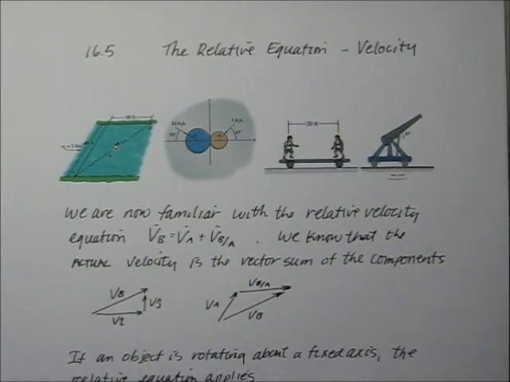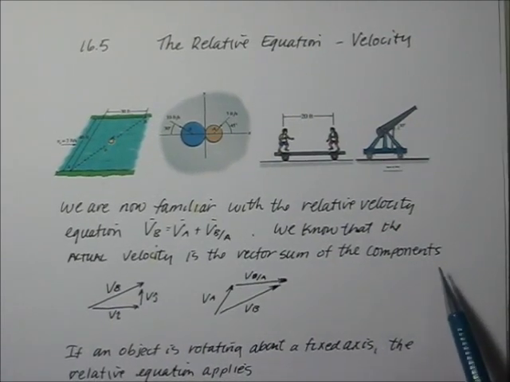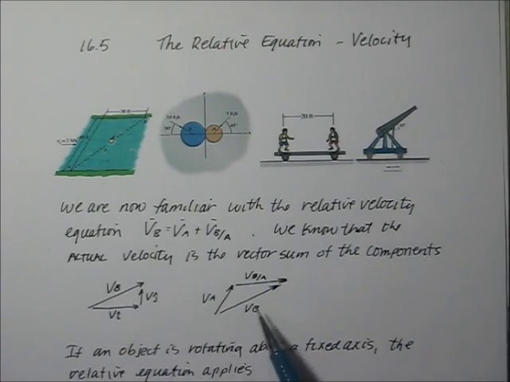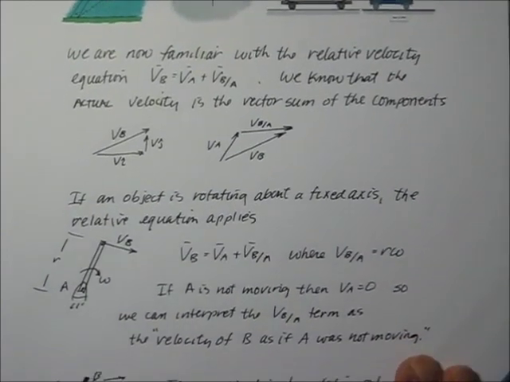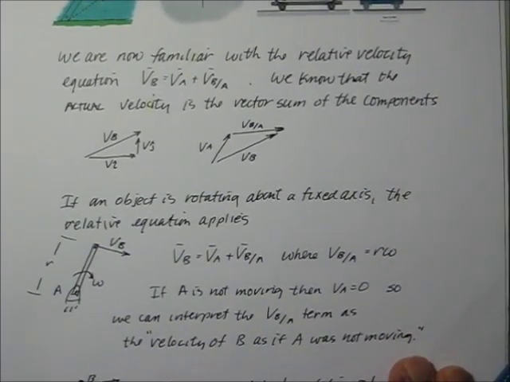We know that the actual velocity is the vector sum of components. And the vector sum could be i's and j's, or x's and y's, or it could be the velocity of A plus the velocity of B with respect to A is equal to the velocity of B, which is the equation. All right, if an object is rotating about a fixed axis, the relative equation applies to that.